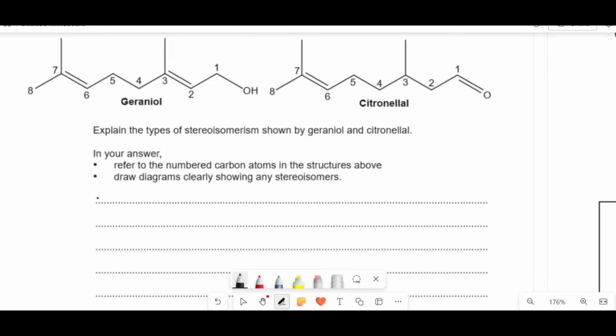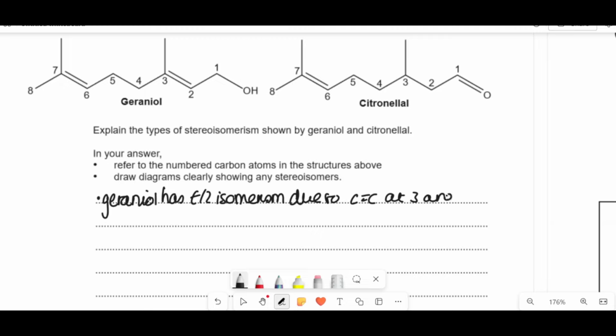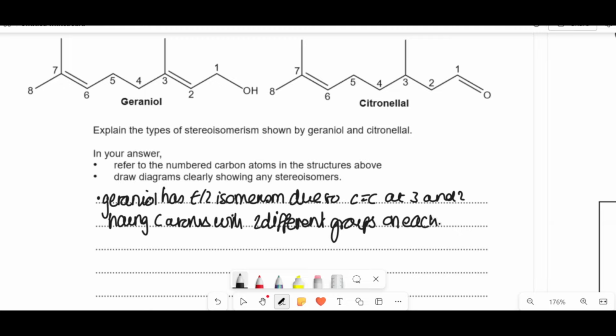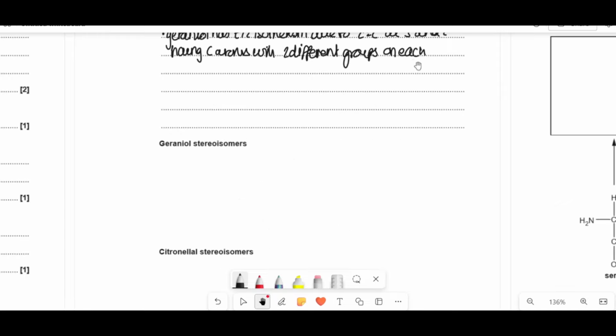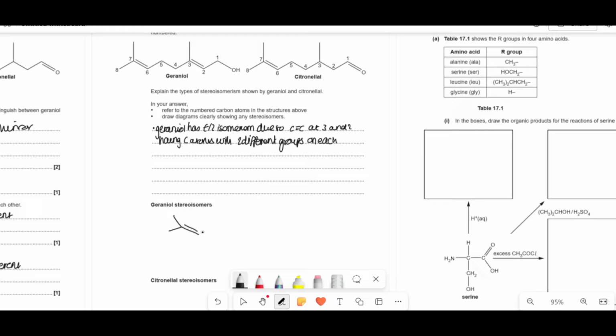So off the bat, we can say that geraniol has E/Z isomerism, and you need to say why: due to the double bond at carbons 2 and 3 having carbons with two different groups on each. Now, they've given you the E isomer. Can you see how that's high priority? The higher priority groups are on either side. We need to draw the Z isomer, so you draw the same thing again and flip it the other way. There's a space there, how convenient. So it would be this.